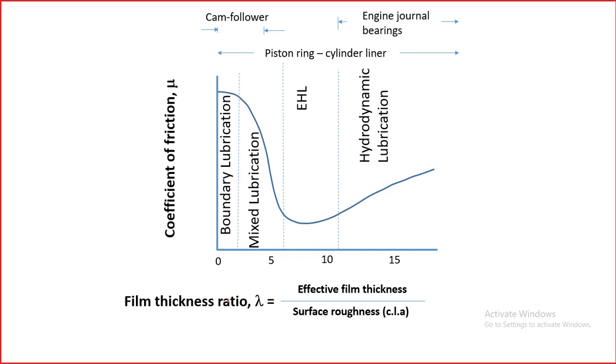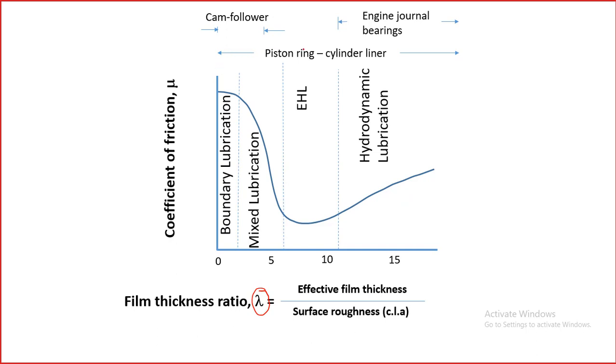So just now I was talking about this ratio, which is known as lambda, the effective film thickness divided by the surface roughness. This is the composite roughness, that means the roughness of the two surfaces together. And in general, we can see that from 0 to 5 and beyond 5, it is good lubrication.